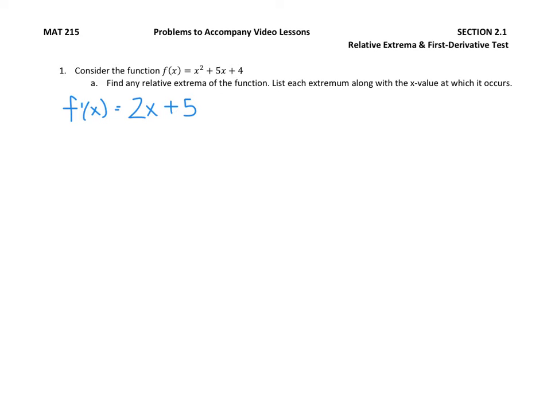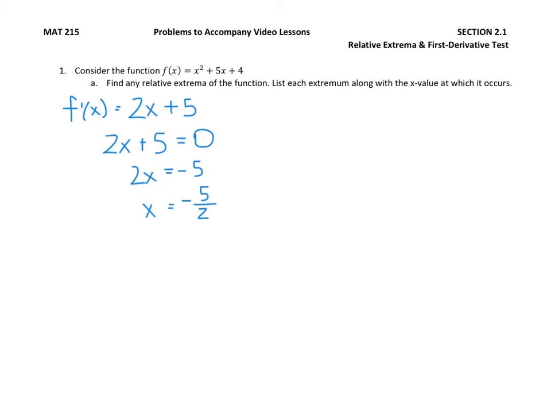Well, this derivative is defined for all real numbers x because it's a polynomial function. So we need to find where f prime of x equals 0. So we're going to set the first derivative equal to 0 and solve for x. So 2x plus 5 equal to 0. Solving for x, we're going to subtract 5 from both sides. 2x equal negative 5. And then divide both sides by 2. So we get x is equal to negative 5 halves. So this is our only critical value.